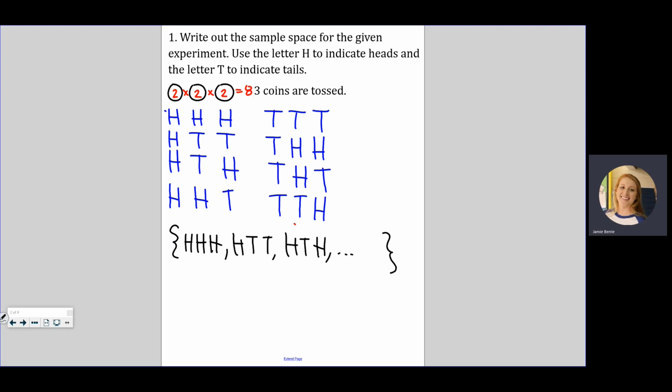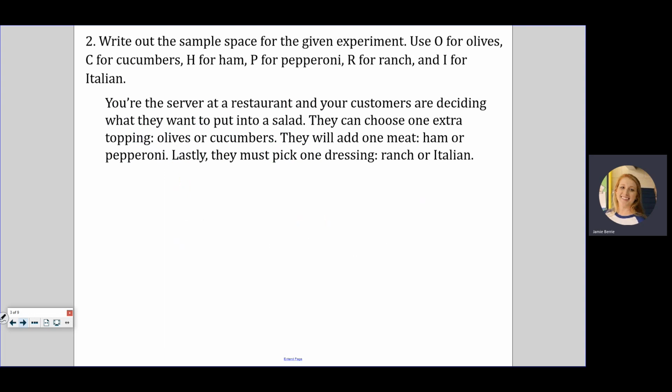All right, so the fundamental principle of counting helps us check our work, making sure that we have all of the outcomes listed. If we had checked our work with the fundamental principle of counting and we only had 6 outcomes listed, we would know that we had 2 more we needed to find. All right, everybody good?